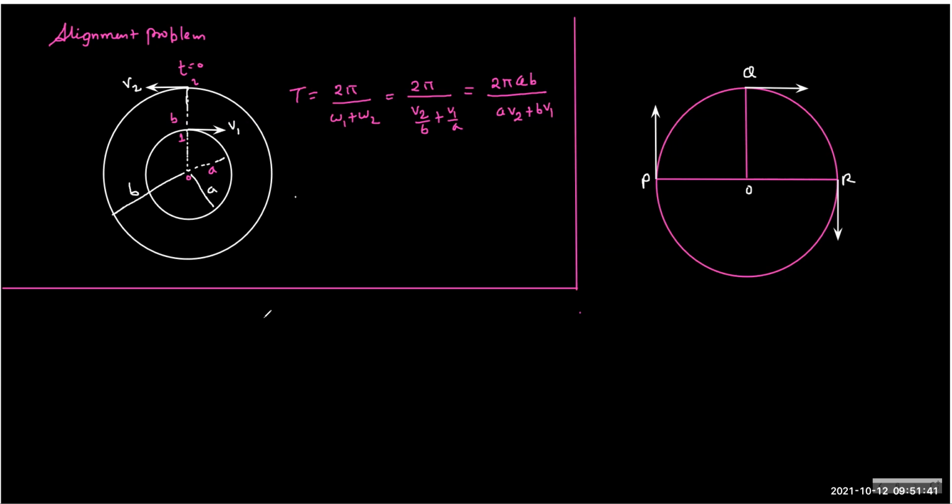Okay, so look at this problem. I think you have taken enough time. So what is the omega of P given? 5 pi. Omega of Q is given: 2 pi. Omega of R is given: 3 pi.